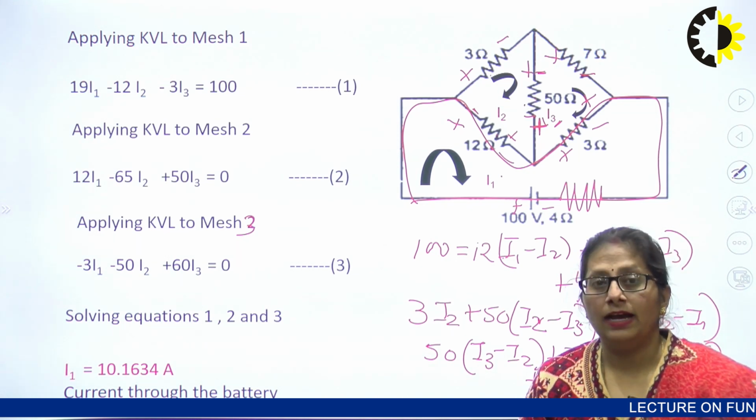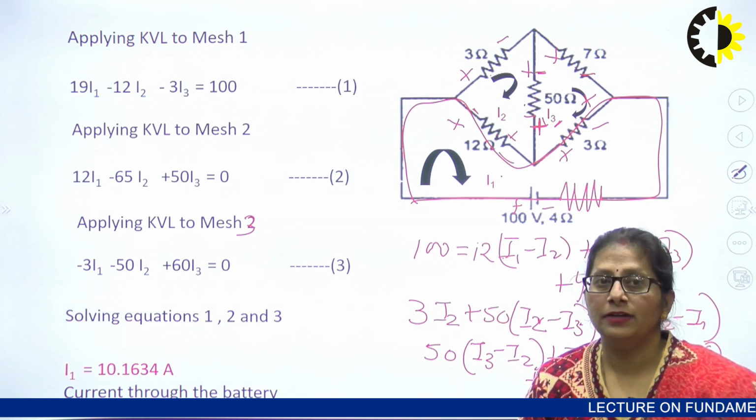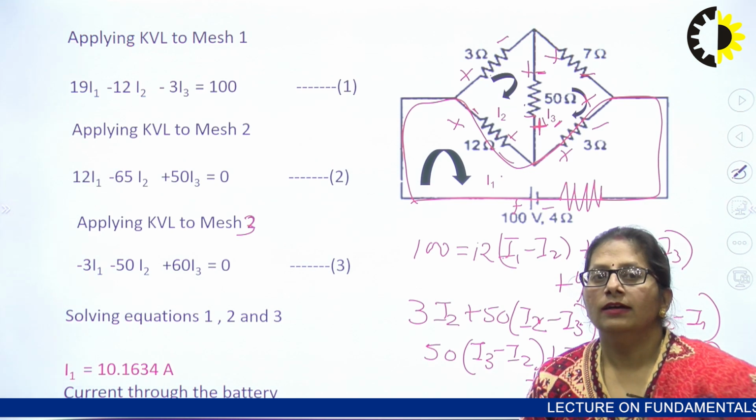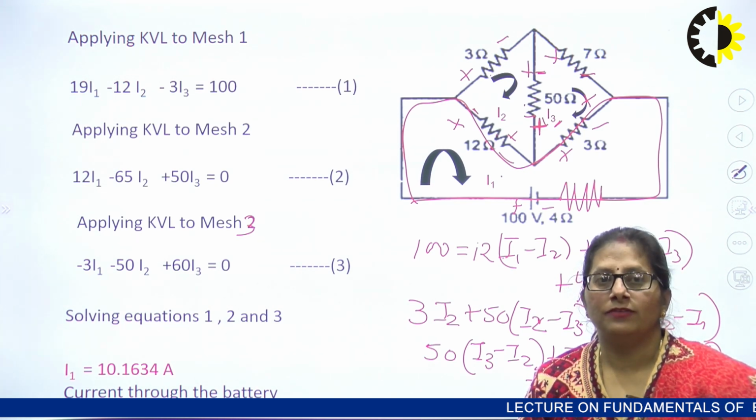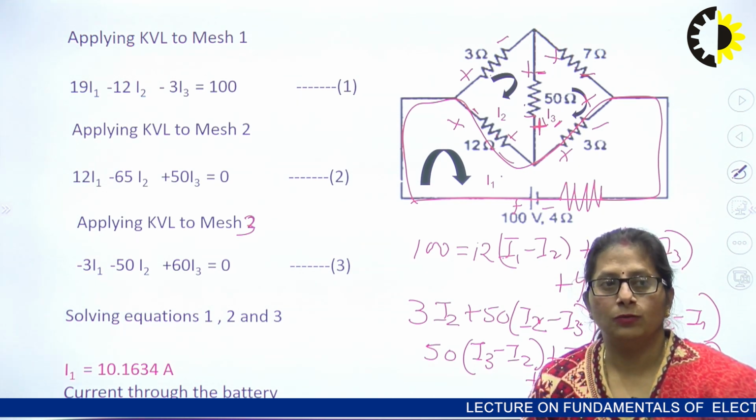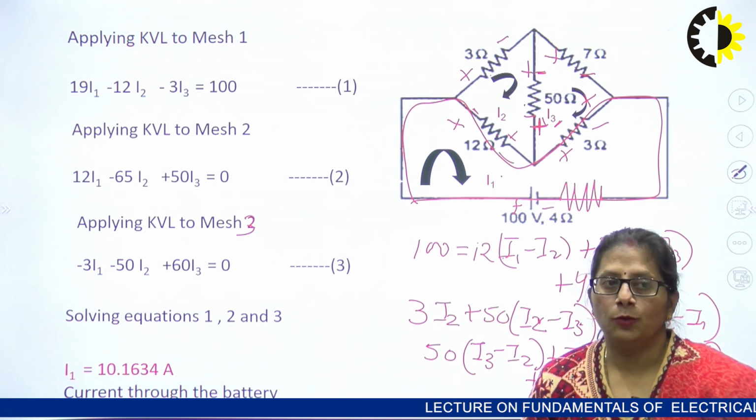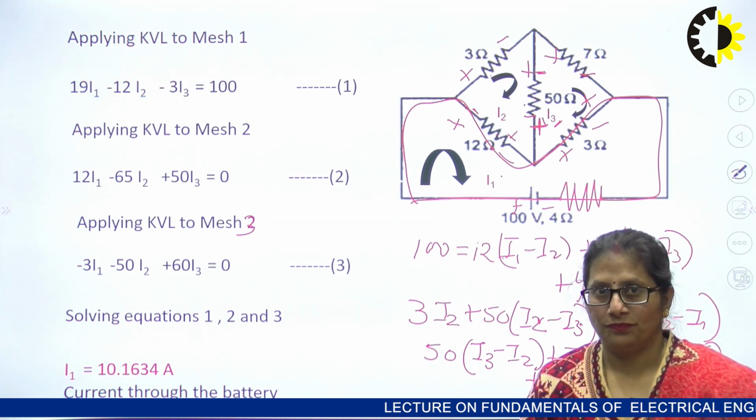The question being asked is, what is the current through the battery? So, the current through the battery, that means the 100 volts battery, has to be 10.1634, right.